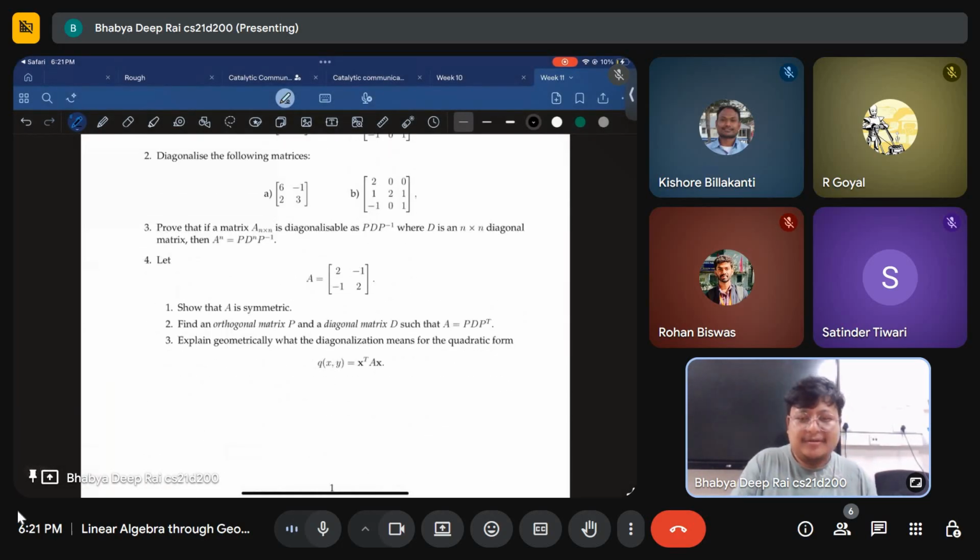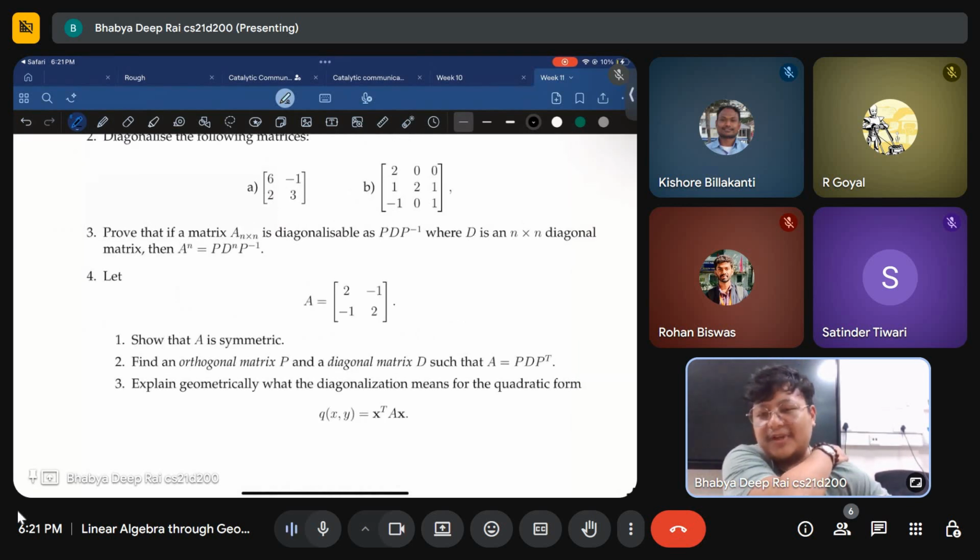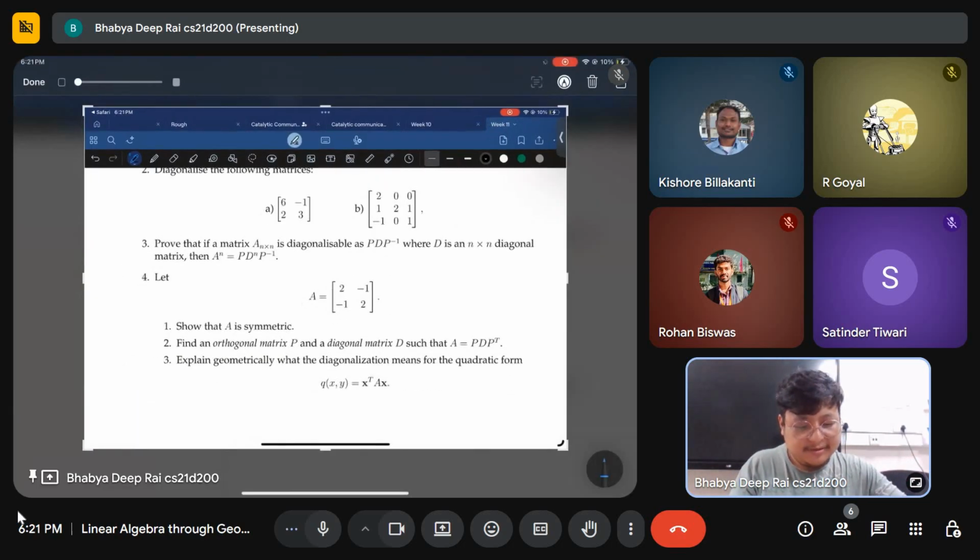So here's the question. Here's the motivation. Prove that if a matrix A is diagonalizable. Rather, I'll just take a screenshot.